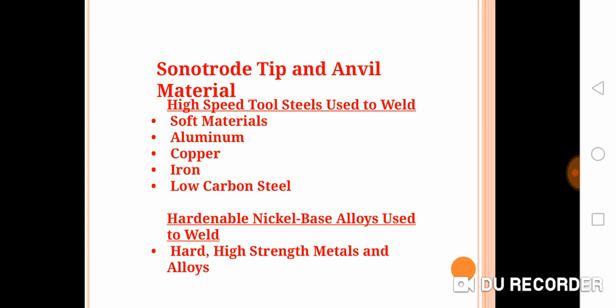Now, other important things related to ultrasonic welding are the sonotrode tip and the anvil material. You can see high speed steel tools can be used as the material when the weld materials are soft materials: aluminum, copper, iron, etc. If you are using hard, high strength metal alloys as your weldments, then you can go for hardenable nickel based alloys.